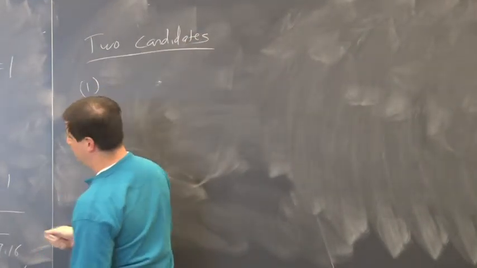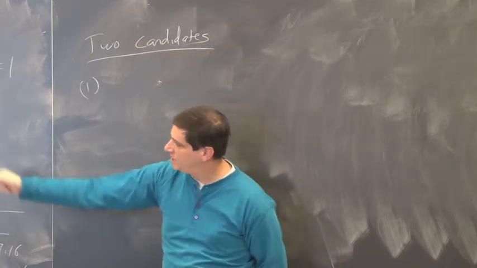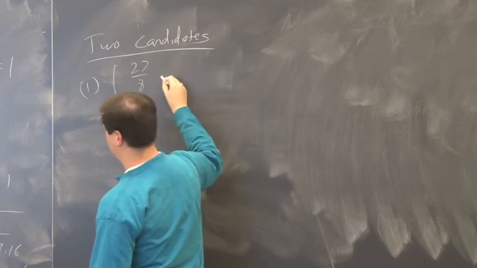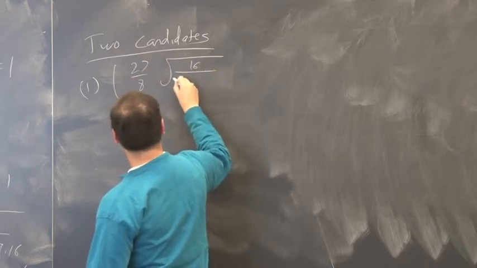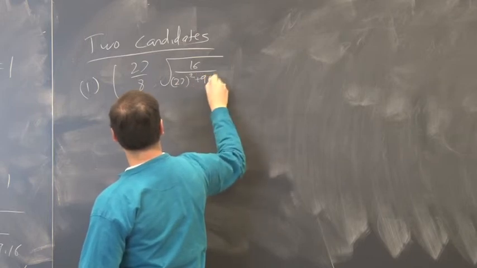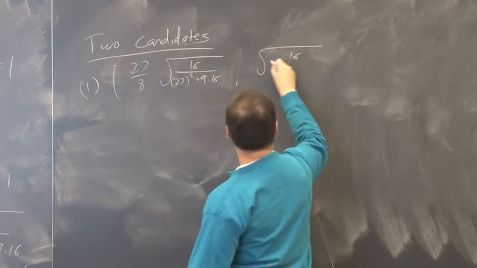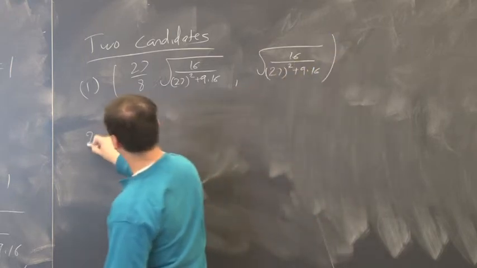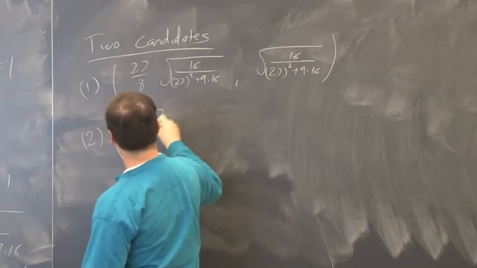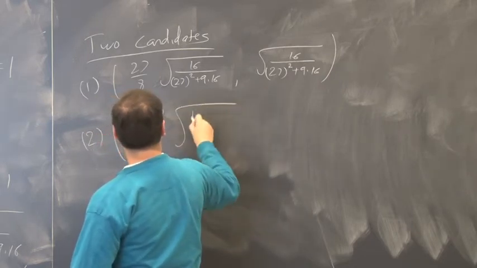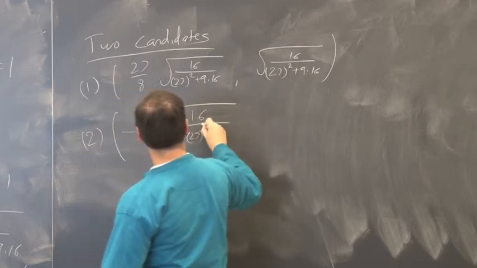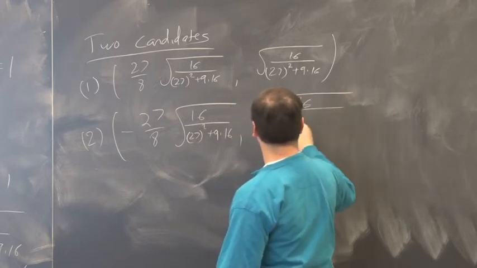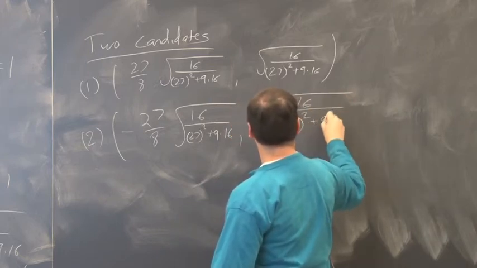So the first candidate is when we have the plus sign. And we know x is 27/8 of y, so the first candidate is 27/8 times the square root of 16 over 27 squared plus 9 times 16, and then the square root of 16 over 27 squared plus 9 times 16. The second candidate is with the minus sign, minus 27/8 times the square root of 16 over 27 squared plus 9 times 16, and the minus square root of 16 over 27 squared plus 9 times 16.